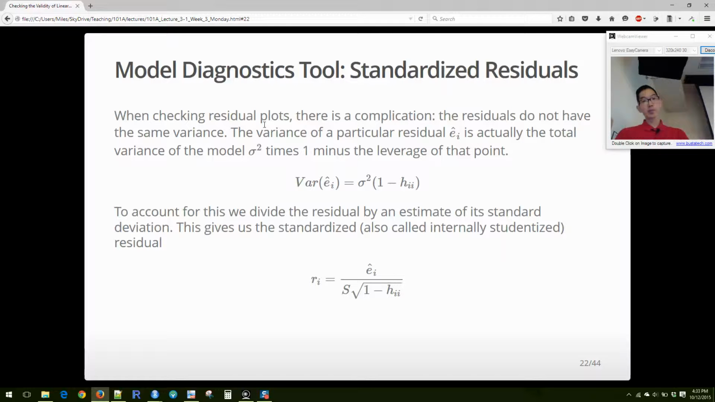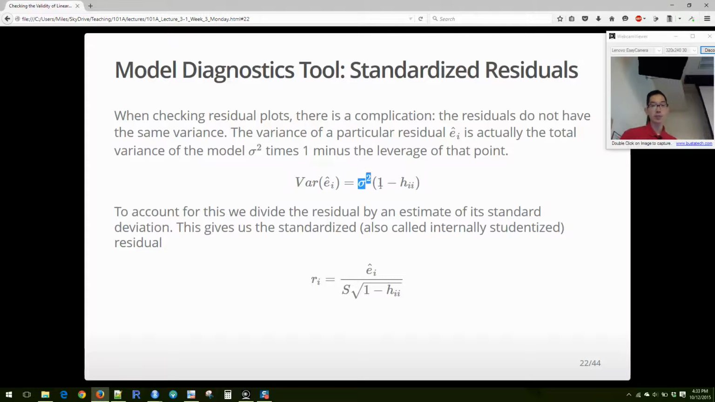Okay. Here's another tool, standardized residuals. We already talked about looking at residual plots early on with the Anscombe data set. But there is a complication in terms of how useful the residual plots themselves are, and it's that the variance of any particular residual actually depends on the leverage of the point, okay? So if a point has high leverage, the expected variance is actually going to be low. As the leverage increases, this amount is going to shrink down.